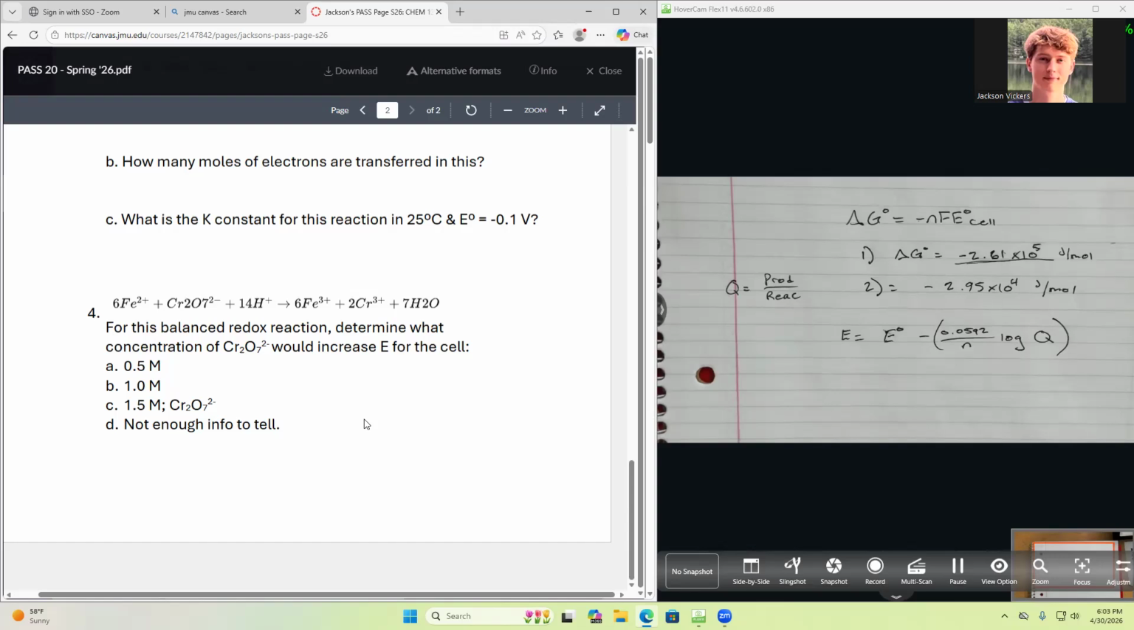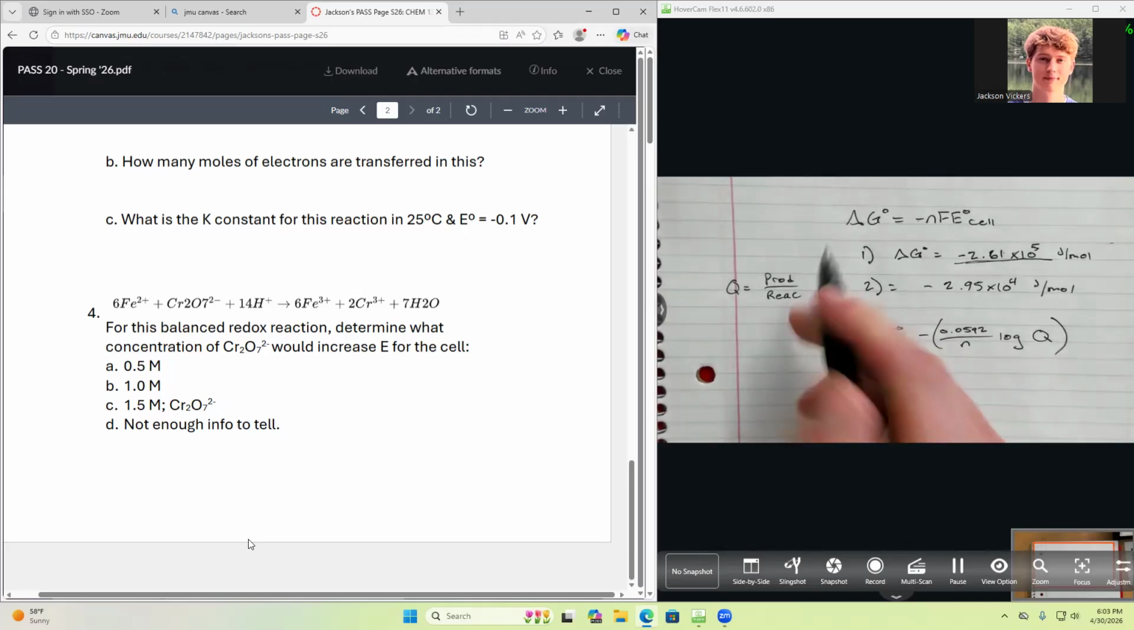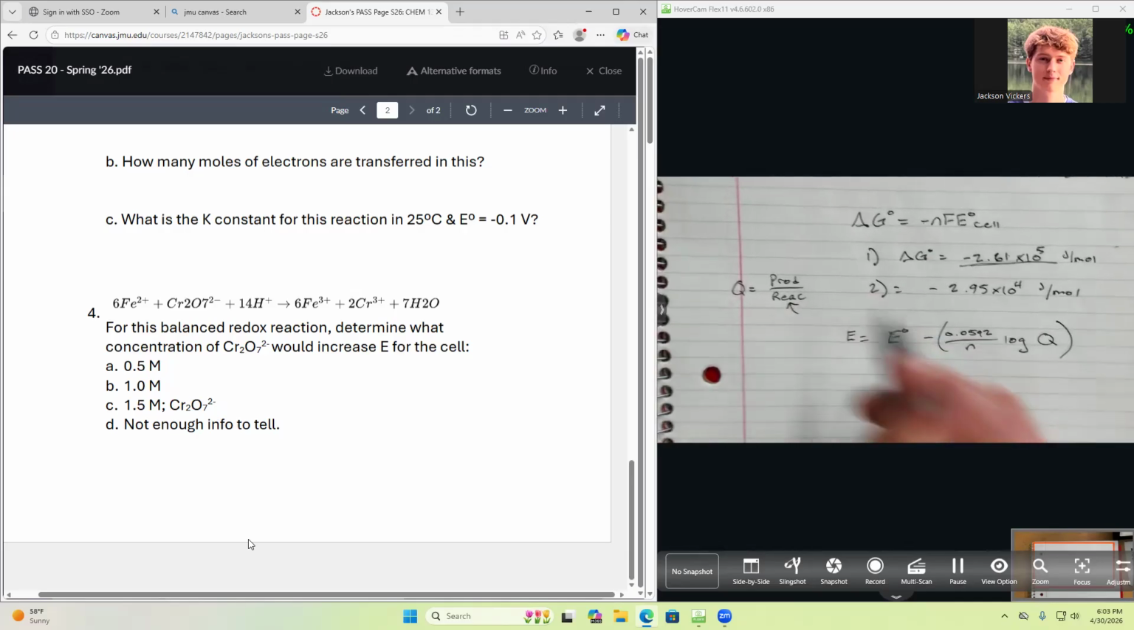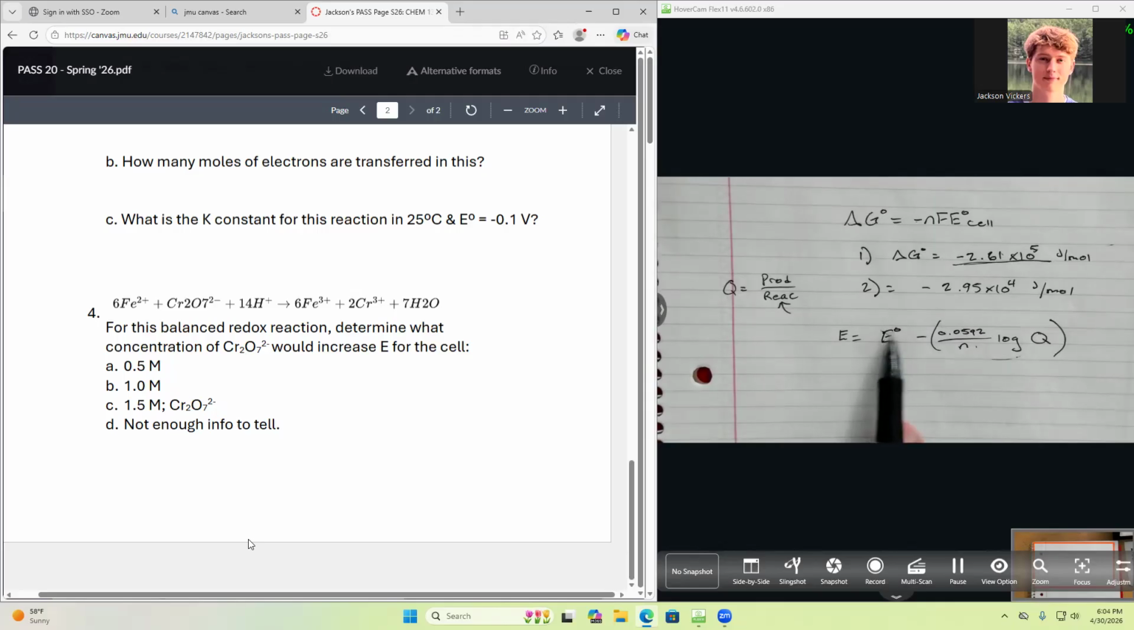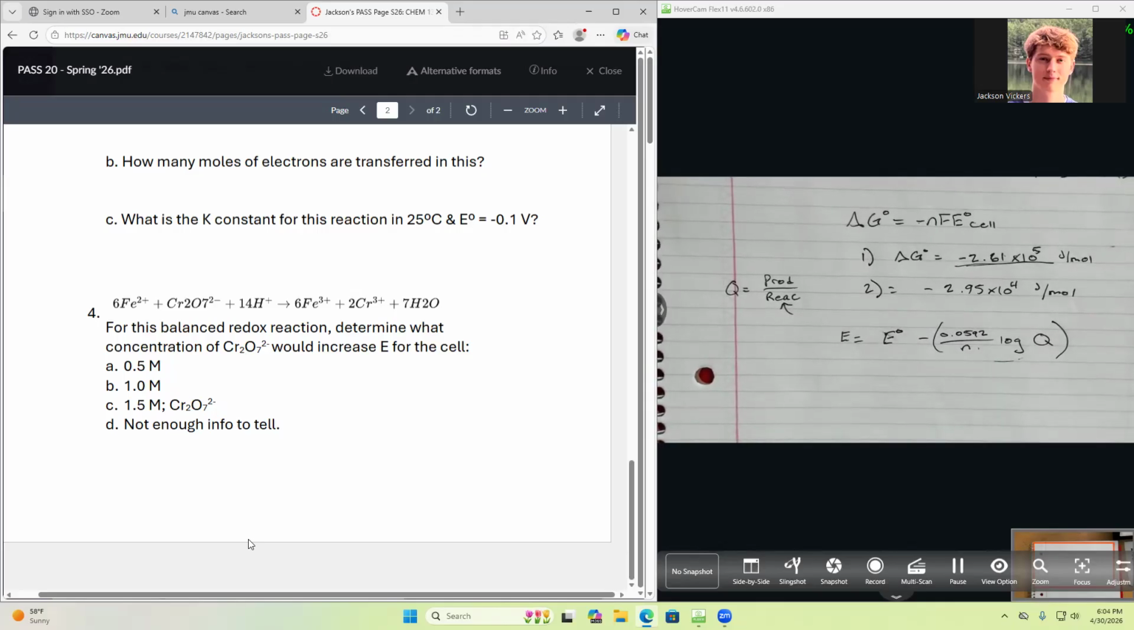The answer should be C. Think about it: if we made the reactants in the denominator as big as possible, that means Q is going to be a smaller value. If we're multiplying this whole thing by a smaller value, we're overall subtracting less, so it's going to be closer to the standard cell potential. Is that okay? Cool. This would be cruel, but now you know.